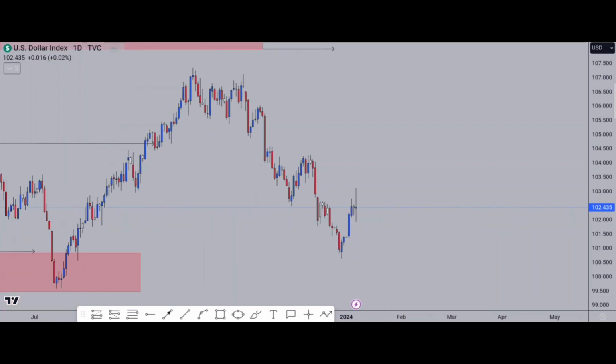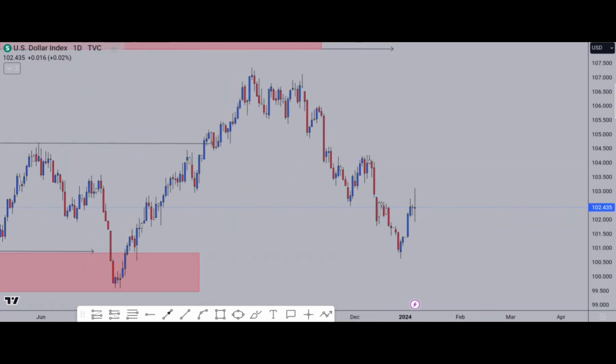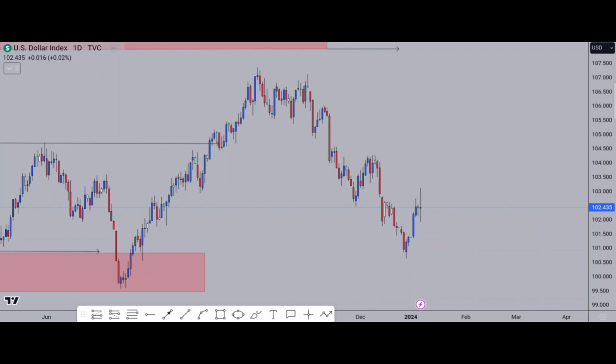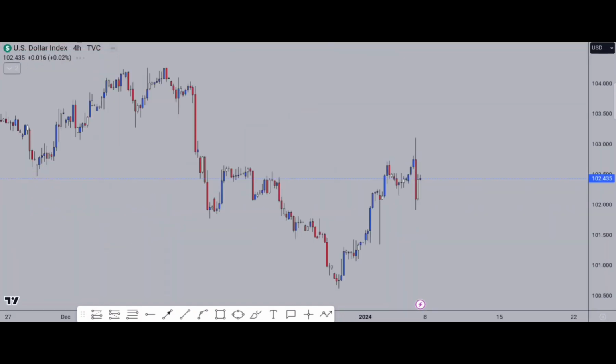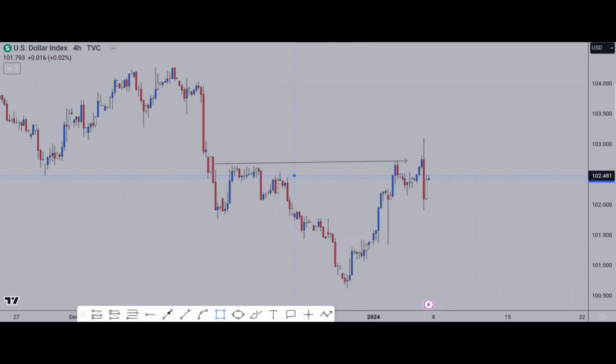On the daily, it's not really giving us much away, to be honest. So we've just broken through these highs, taken liquidity, and we have touched into this zone. See? So now I would likely say that we are probably going to head down here.